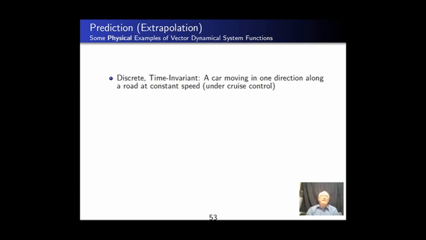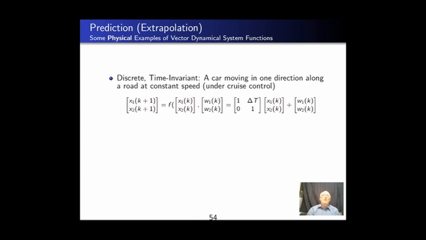Now let's talk about a real physical example that'll make a lot more intuitive sense than perhaps these abstract mathematical models. Suppose you have a car that's moving in one direction along a road at constant speed and it's under cruise control. So we want to model its position and its velocity because it wants to control the velocity and keep it going at constant speed. The natural variables for the state would be the position, which is x1, and the velocity, which is x2. Delta t here is the time difference between the time at k plus 1 and the time at k, and we assume it's constant here.